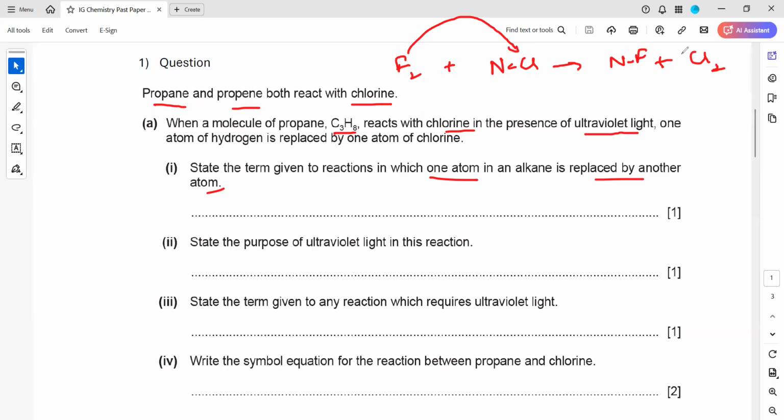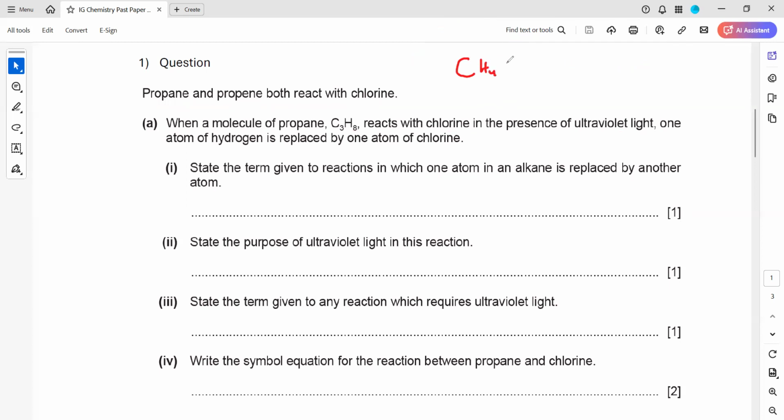But in a substitution, what happens? You have CH4 reacting with chlorine, or you have C3H8 reacting with chlorine. One chlorine atom enters and one hydrogen leaves. As a result, it will become C3H7Cl plus HCl. So this is substitution, when one atom replaces another atom. When a whole element knocks out the other element, we call it displacement. So don't write displacement.